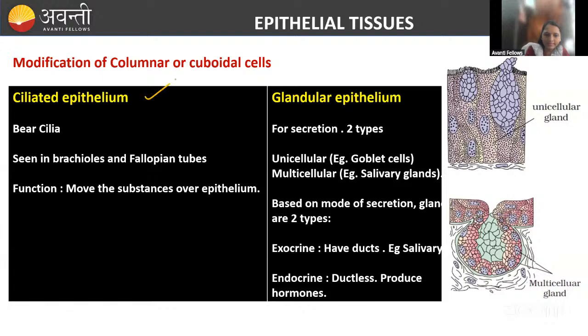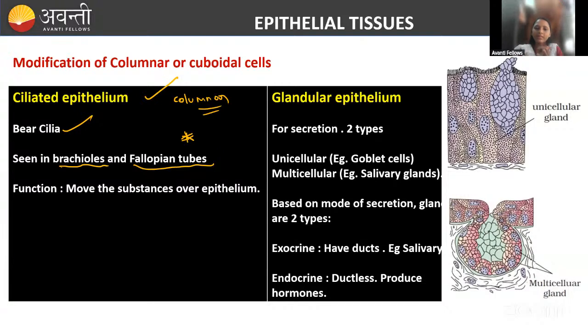Okay. Mainly ciliated epithelium. You can see the columnar. Columnar ciliated epithelium bears cilia. They are seen in the bronchioles and fallopian tube. It's very, very important, guys. Bronchioles in the lungs, you can see, right? In the bronchioles, you can see ciliated epithelium, and in the fallopian tube.